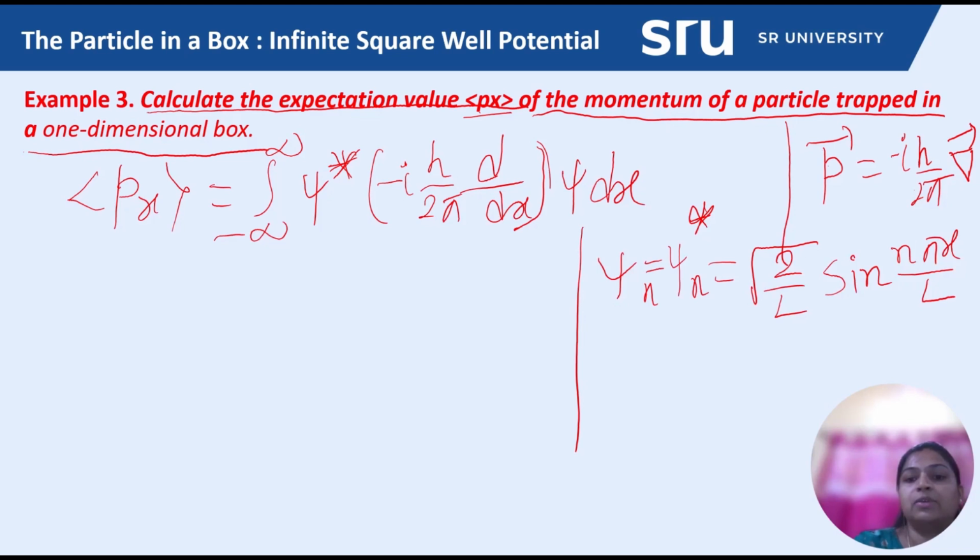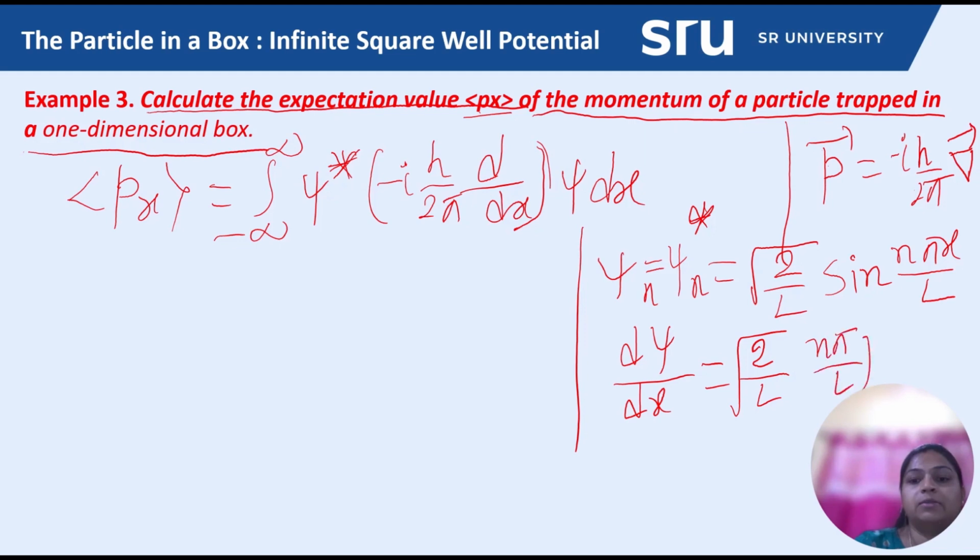Now we need d psi by dx, so let us find that out first. That means root 2 by L times the derivative of sine with respect to x. The term n pi by L comes out, and the derivative of sine is cos, so it will be root 2 by L, n pi by L, cos of n pi x by L.